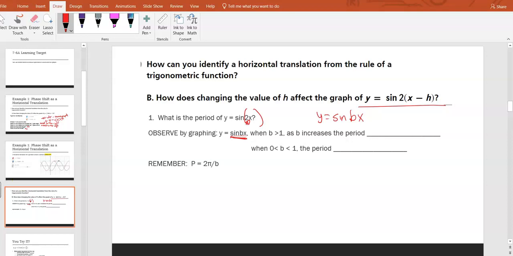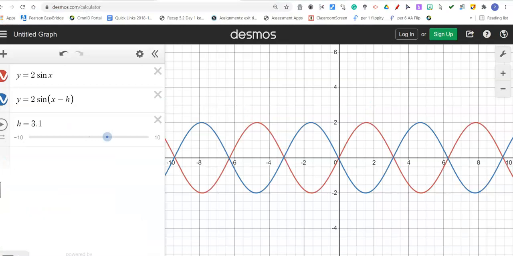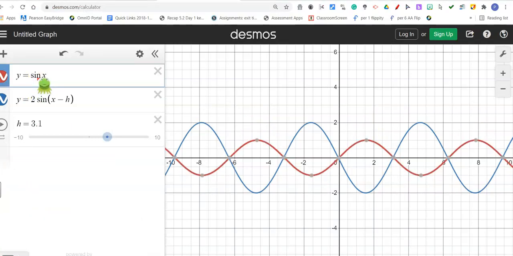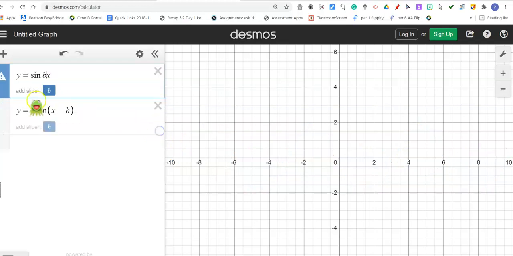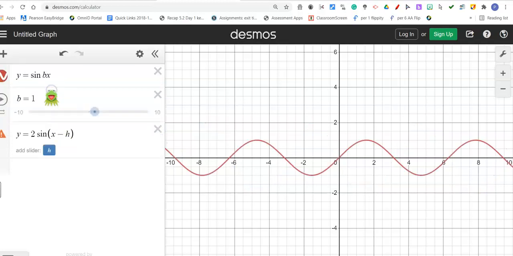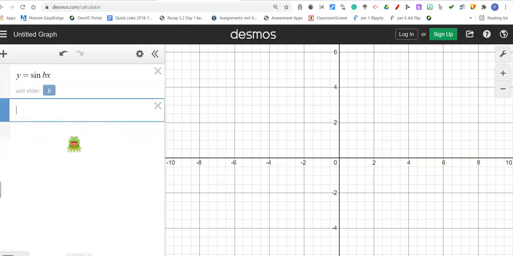Let's look at that again by looking at Desmos. And again, you can do this on the TI, but it's a little simpler to do in Desmos. I like it because you can see the equation and you can see the graph at the same time. And you can have this slider, which you can't do easily. There we go. So why don't we just make this one the sine of x so you can see.